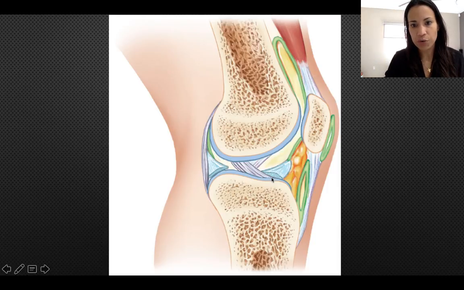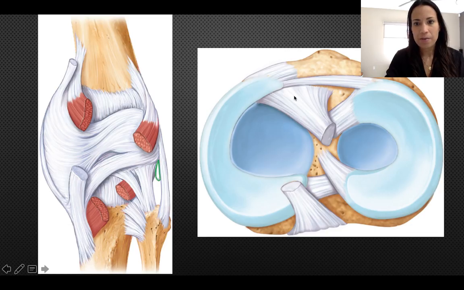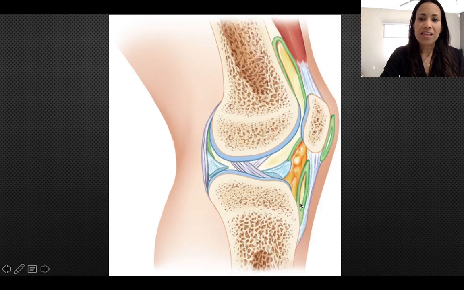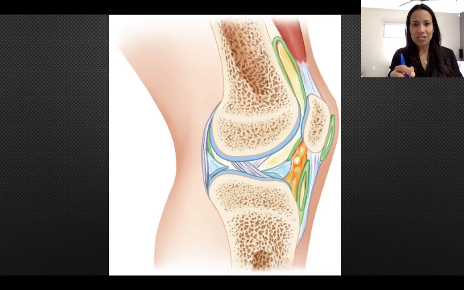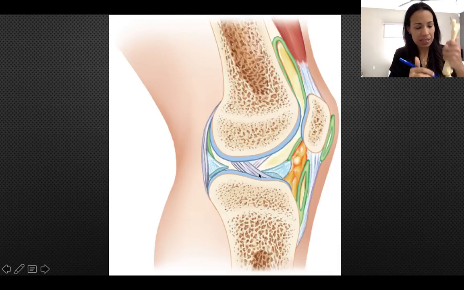This is the anterior because it attaches anteriorly on the tibia, the ACL, anterior cruciate ligament, and this is the posterior one because it attaches on the posterior aspect of the tibia. And see that they cross like an X. This is the tibial tuberosity, so I know this is anterior, and this is the posterior, the PCL.